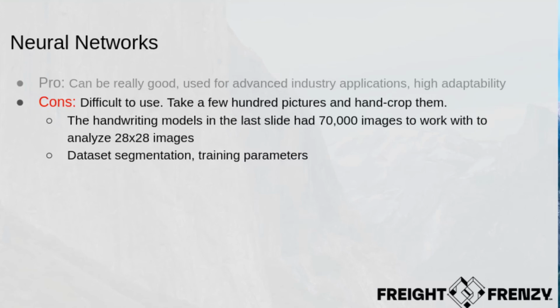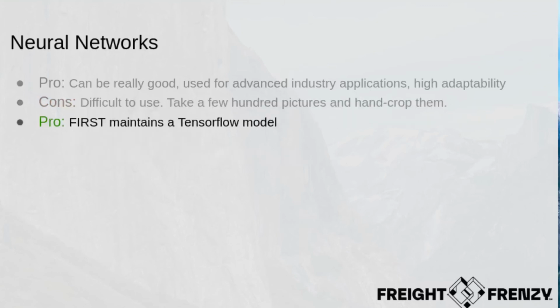Neural networks take a lot of work to prepare the training and testing data for, and might not produce good results depending on how you manipulate that data in a network in the training process. One upside of neural networks is that FIRST has in the past maintained sample TensorFlow models to make vision easier for new teams. However, it has historically not always been superior to custom models or other approaches.